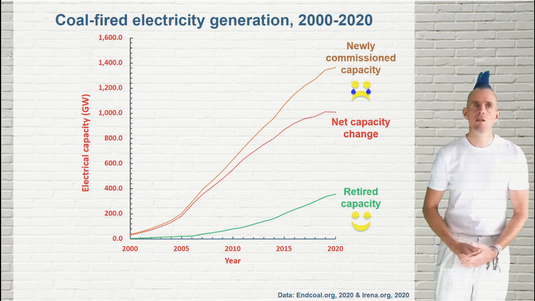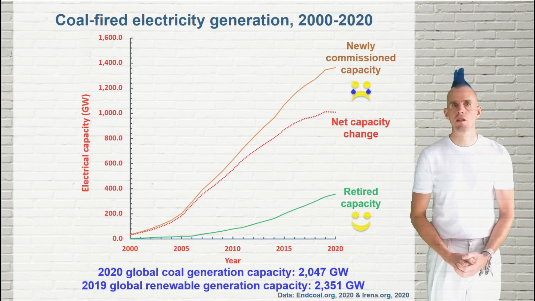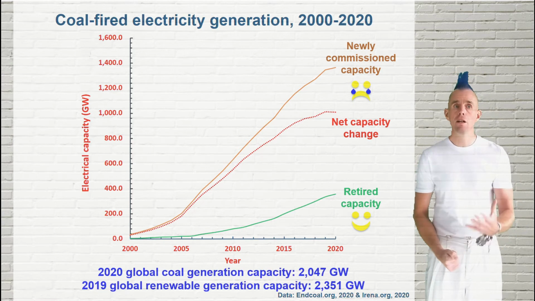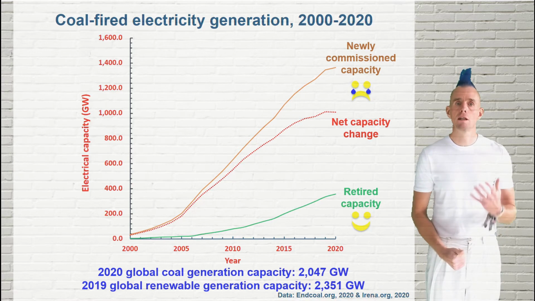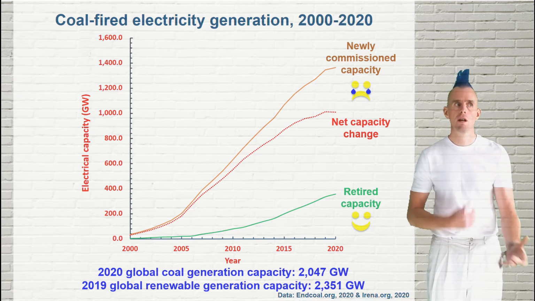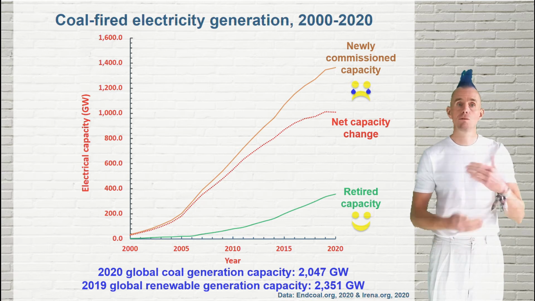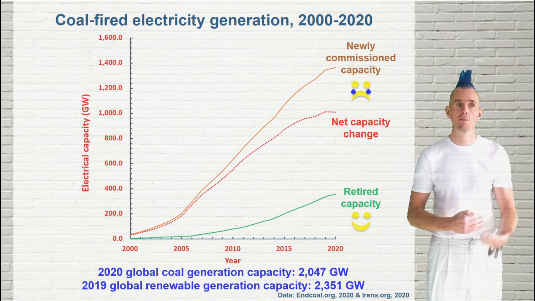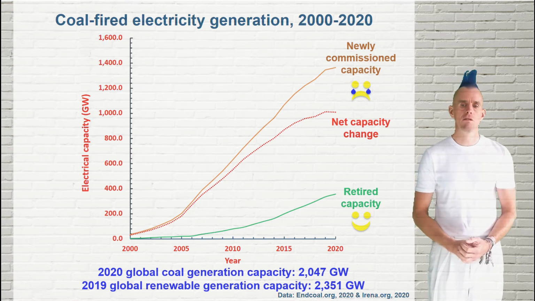To put these figures in context, the total global coal generation capacity in 2020 is a little over 2 terawatts. In 2019, the global renewable generation capacity was about 2.3 terawatts. And so for the first time in a long time, first time ever, these two figures kind of balance. However, a lot more has to be done to reduce coal generation capacity in order to achieve net zero.